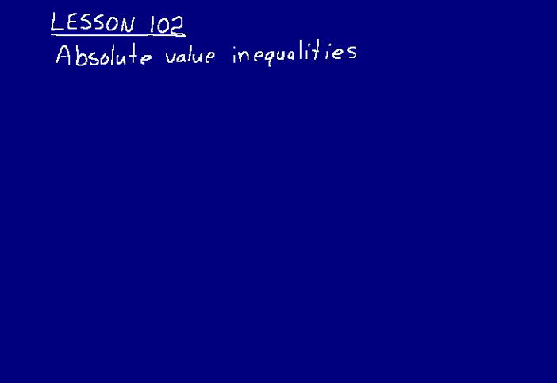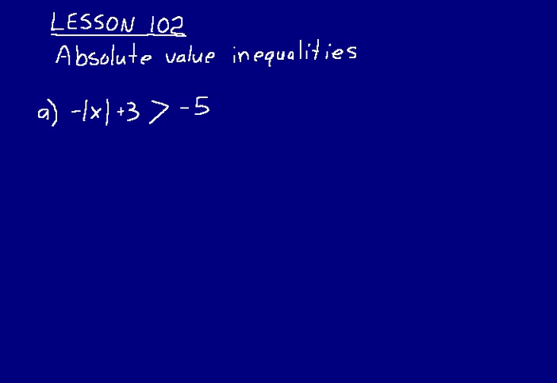Lesson 102 is about absolute value inequalities. Let's just start by doing a practice problem, and let's figure out what this inequality is. Let's simplify this, and then we'll graph it. What we'll do is just do our usual steps when we have an inequality and we want to graph it. We get the x by itself, and in this case we'll get the absolute value of x by itself.